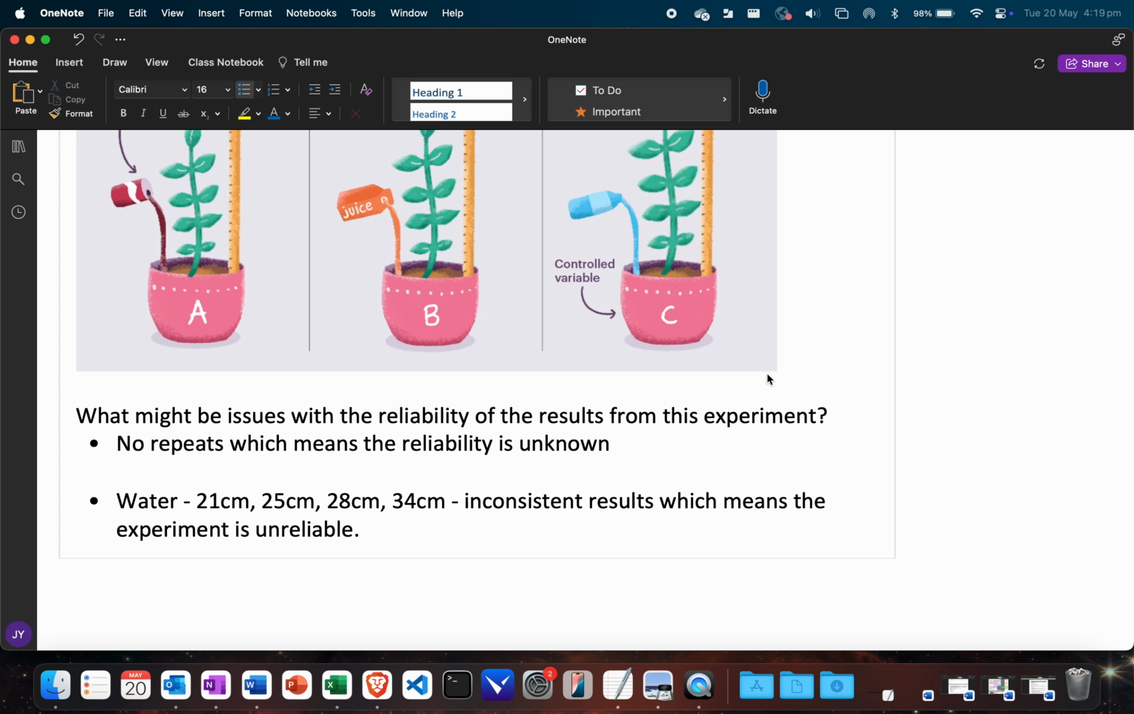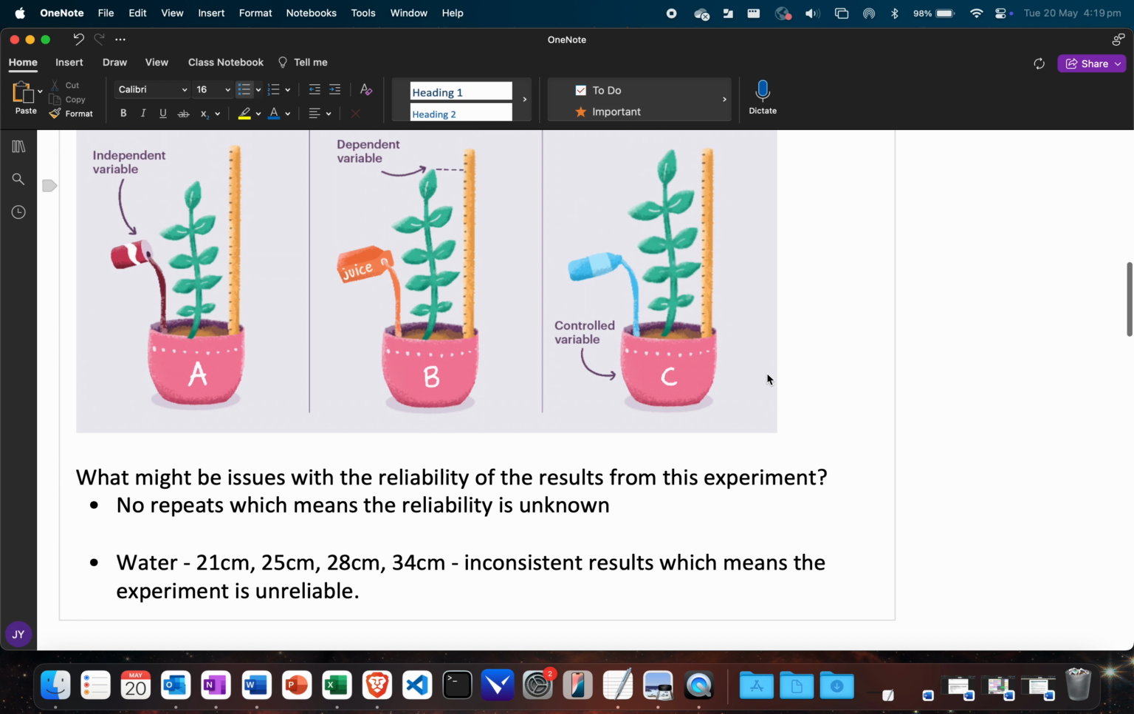Actually, did I control everything? Oh, maybe I didn't. Maybe I didn't put the pot plant in the same spot every time. Maybe it was actually in a bit too much shade at the start, and I put it in more sunlight later on.